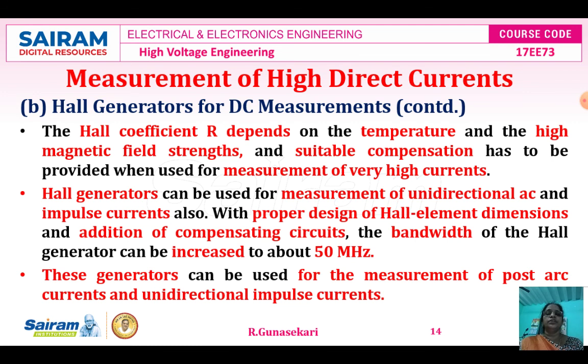The Hall coefficient R depends on the temperature and the high field strength. Therefore, suitable compensation has to be provided when used for measurement of very high DC current. Hall generator can be used for measurement of unidirectional AC and impulse current also. With proper design of Hall element dimension and addition of compensating circuits, the bandwidth of the Hall generator can be increased to 50 MHz. These generators can be used for measurement of post arc currents and unidirectional impulse current.